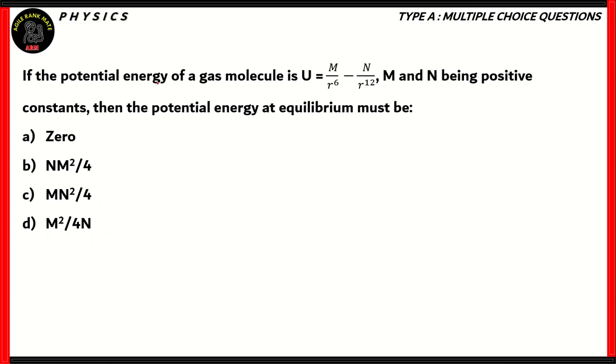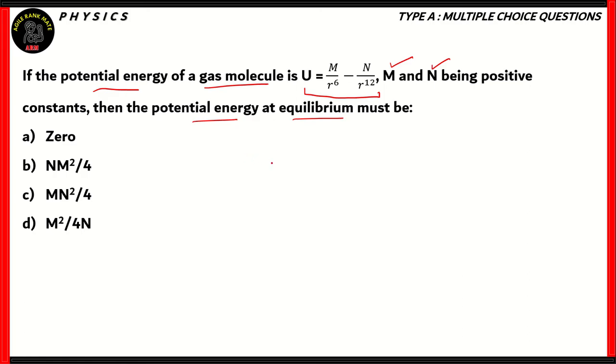So, how do we solve this question? Over here, the potential energy of a gas molecule is given, that this is the equation here. We're also told that m and n, the two quantities in the numerator, are positive constants. We need to find out the potential energy at equilibrium. Okay, so how do we solve this question?